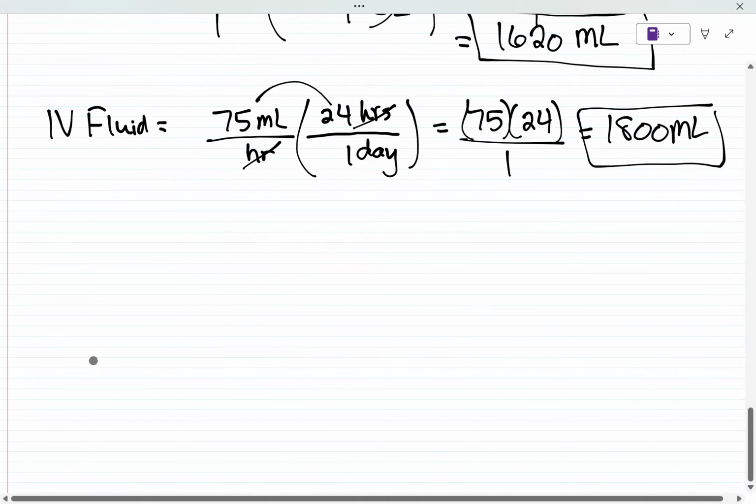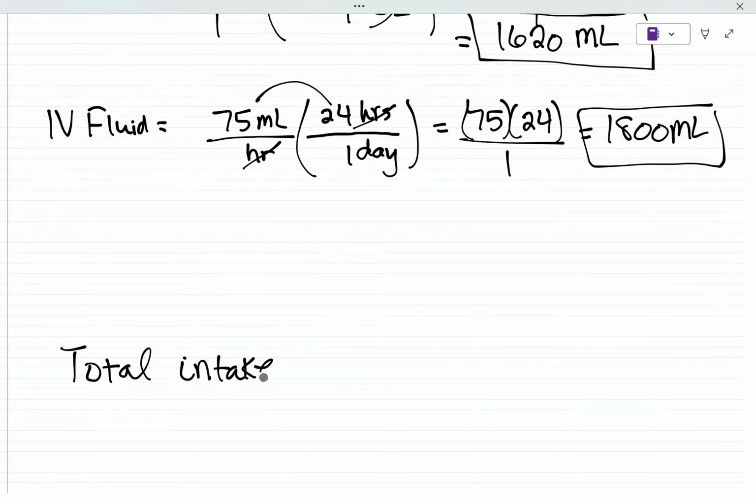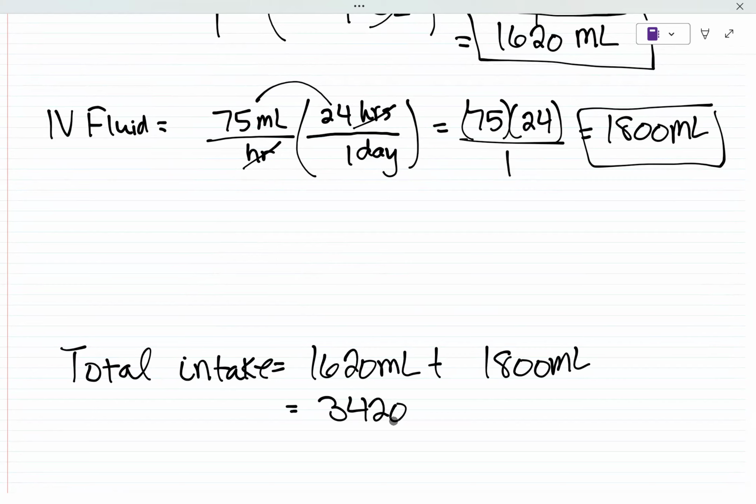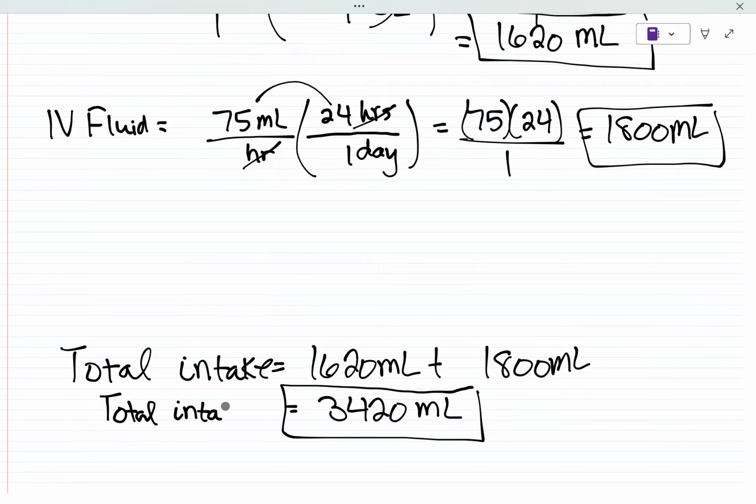So your total intake: from the oral intake was 1620 milliliters, and from the IV fluid, it turned into 1800 milliliters. So your total is 1620 plus 1800, which is 3420 milliliters. Okay.